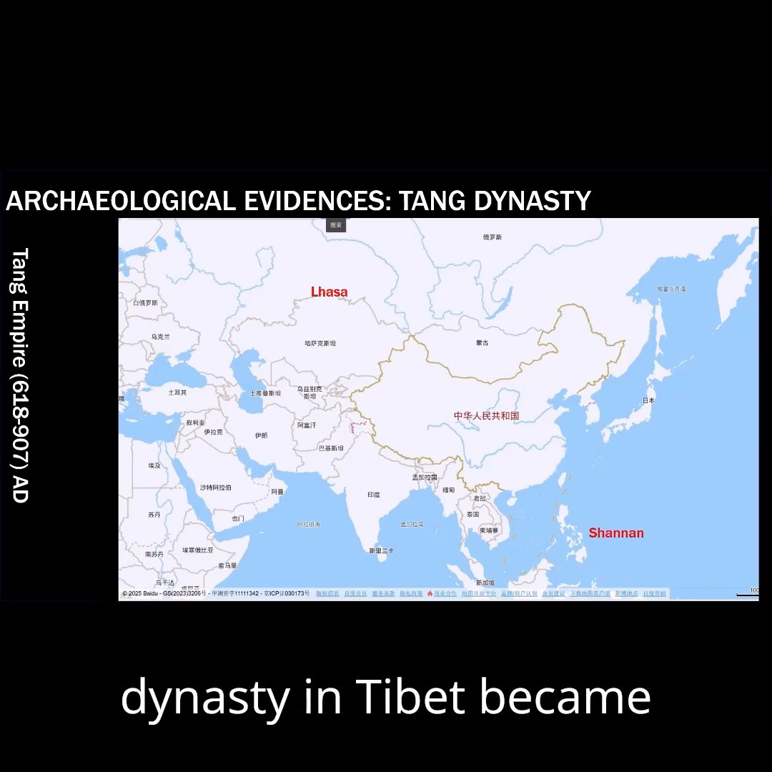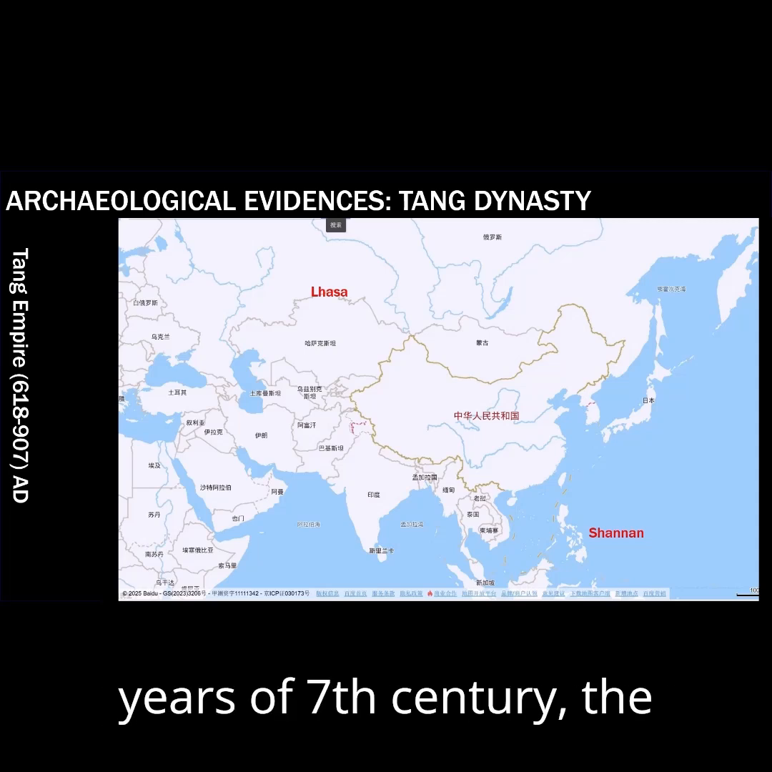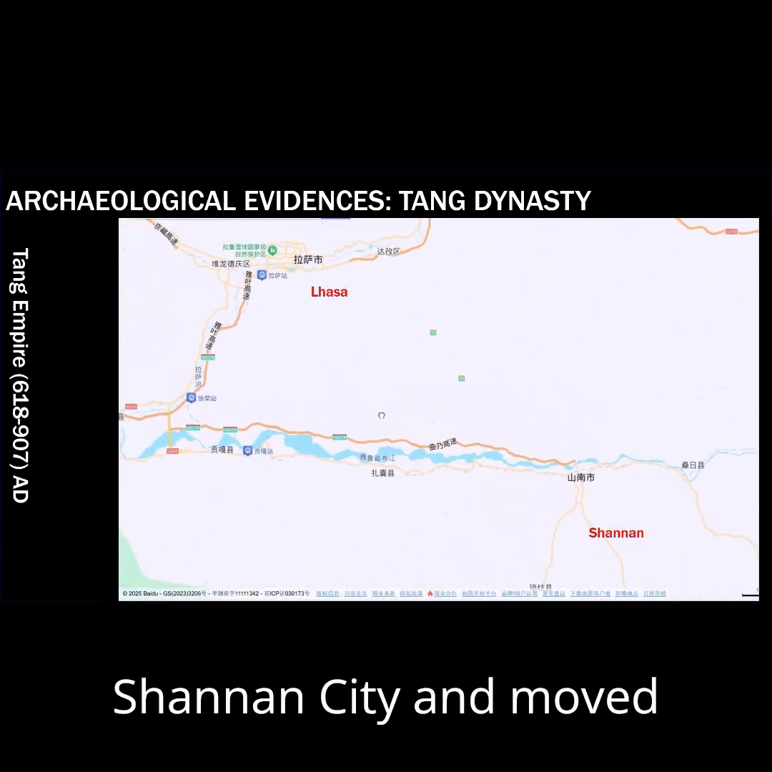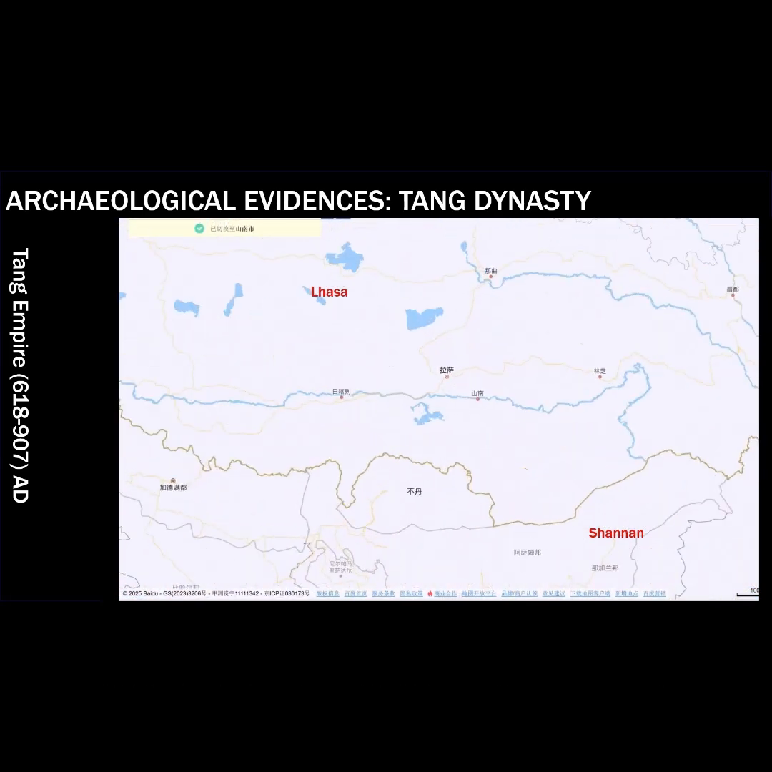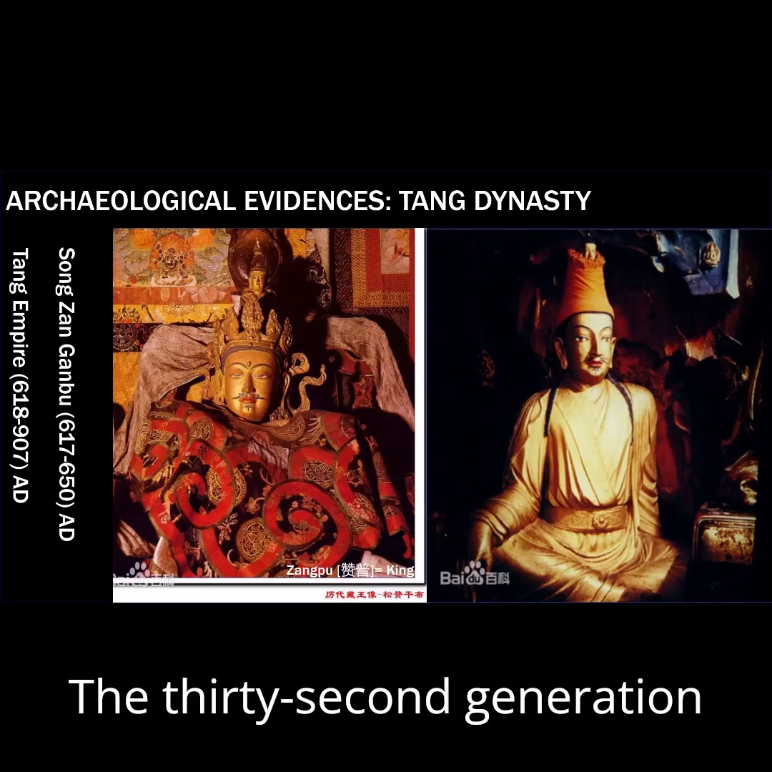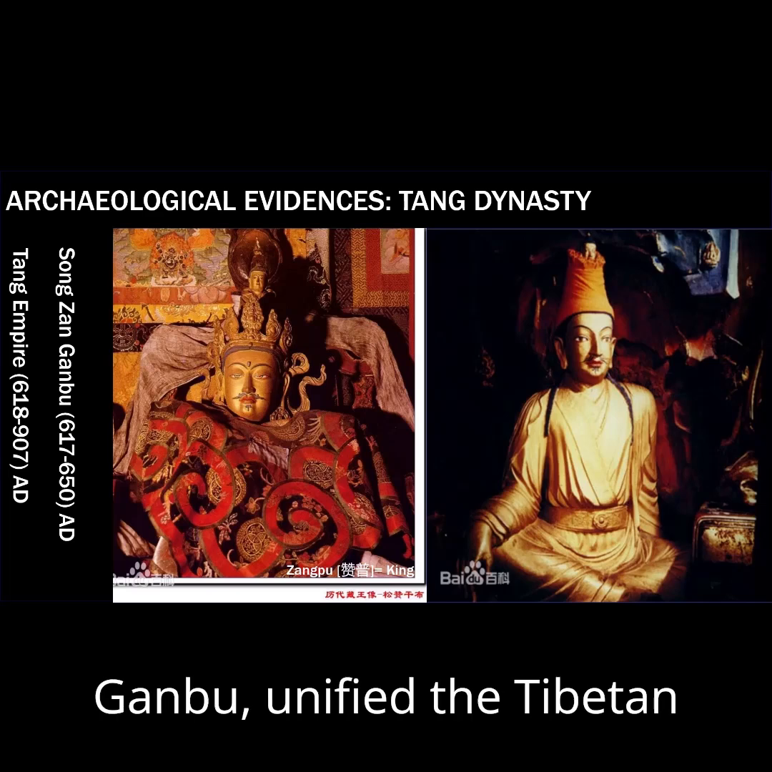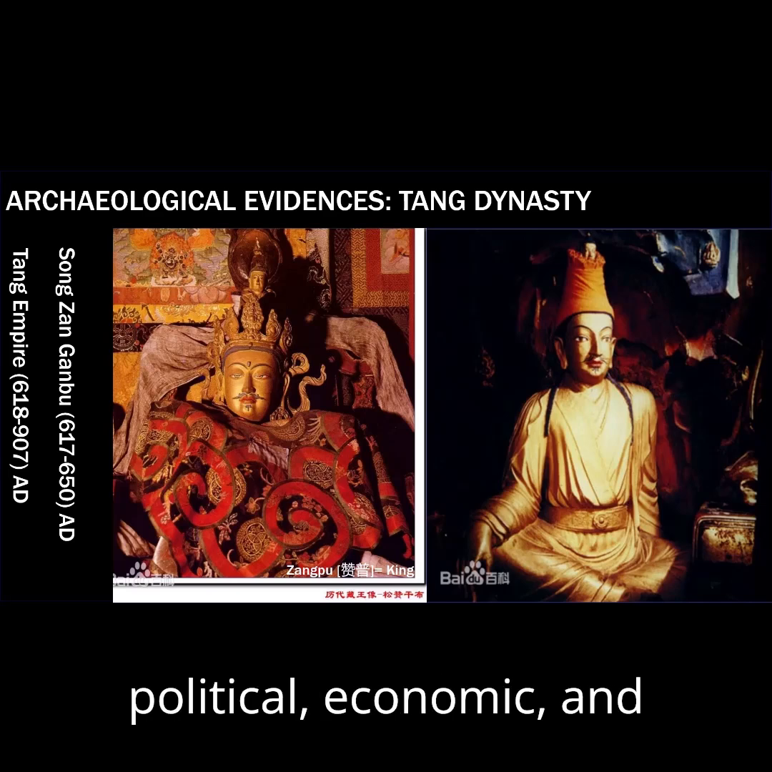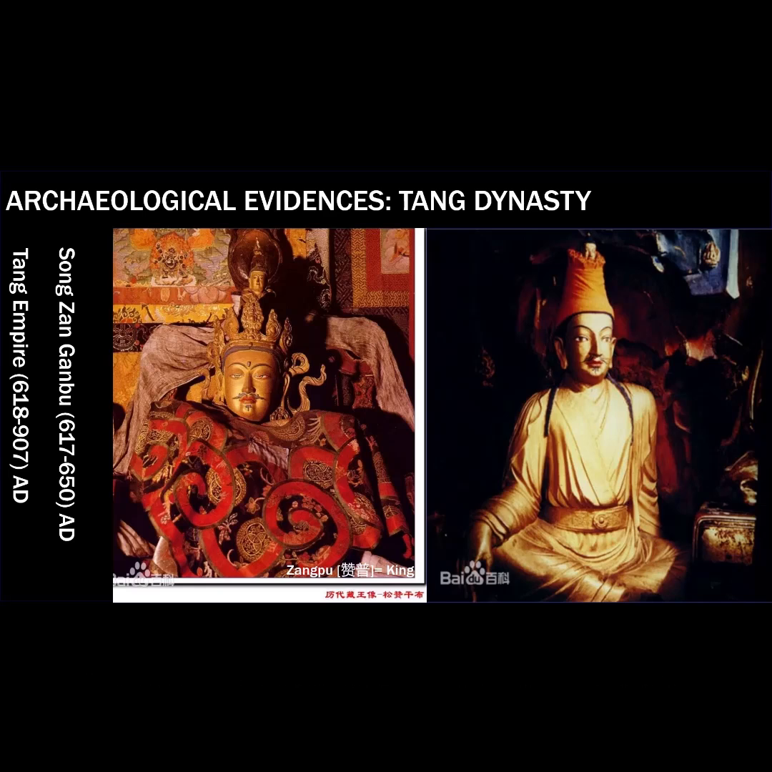Contemporary rulers of Tang Dynasty in Tibet became powerful. During the early years of the 7th century, the Tibetan kings walked out of Sanan city and moved towards Lhasa, thus making their capital city Lhasa. The 32nd generation Zhang, named Sung Zang Ganbu, unified the Tibetan plateau and established the Tibetan kingdom. The political, economic, and cultural center of the kingdom gradually shifted from Sanan city to Lhasa.